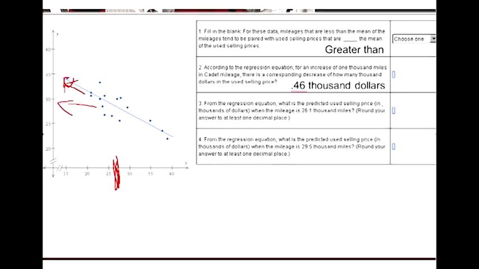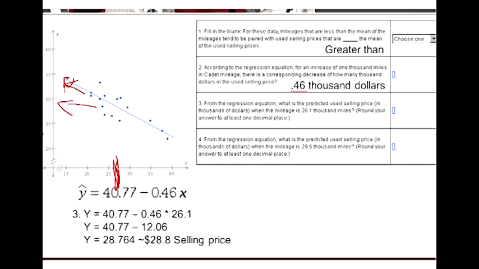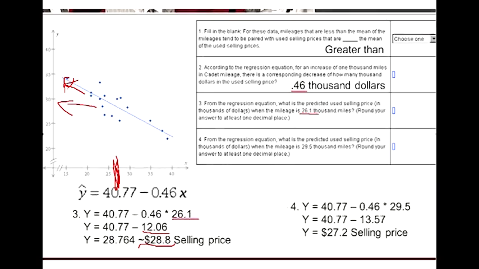From the regression equation, what is the predicted used selling price when the mileage is 26.1? So then we just plug in, here's our equation, and we plug in the 26.1 from the problem, and working it out, 0.46 times 26.1 is 12.06, and so 40.77 minus 12.06 is about 28.8.